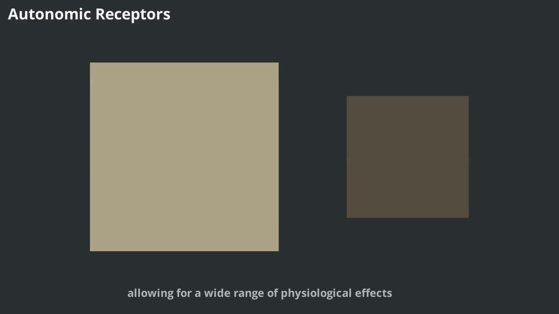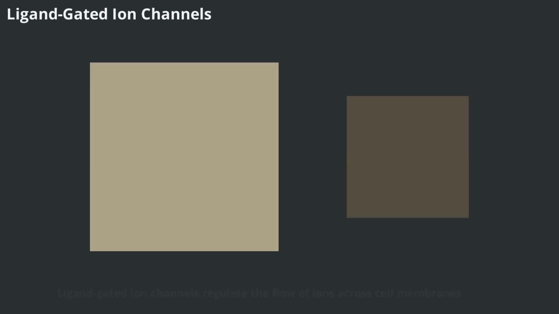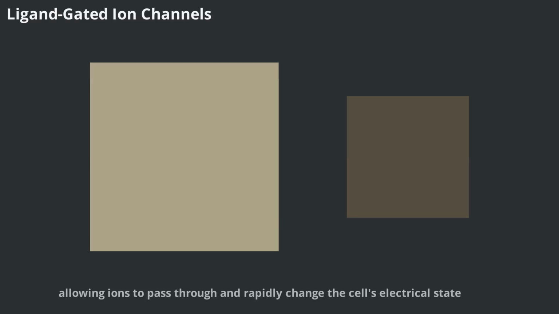Ligand-gated ion channels regulate the flow of ions across cell membranes. When a ligand binds to the channel, it opens, allowing ions to pass through and rapidly change the cell's electrical state. This mechanism is crucial for fast synaptic transmission, as seen with nicotinic acetylcholine receptors and GABA receptors. The response is almost instantaneous, lasting only a few milliseconds.